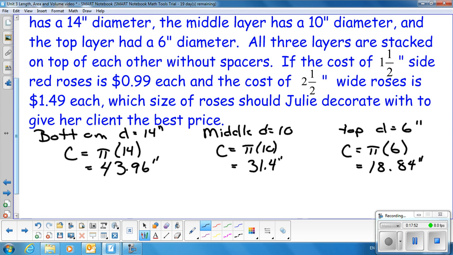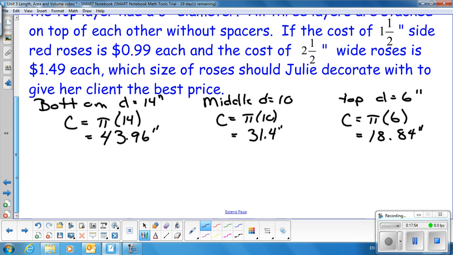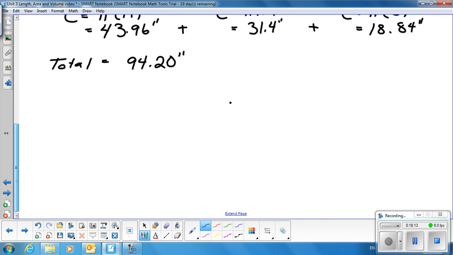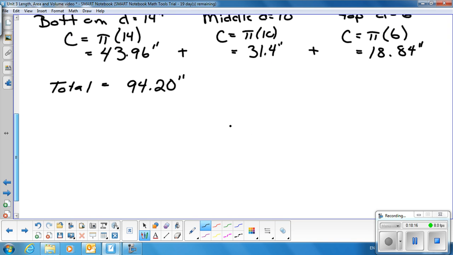18.84 inches. The total, if we add all 3 of those measurements up, is equal to 94.20 inches. Now we need to look at our cost. So let's look at the cost of the small roses. The small roses are 1.5 inches wide. So we need to figure out how many we need. So we need a total of 94.2 inches.